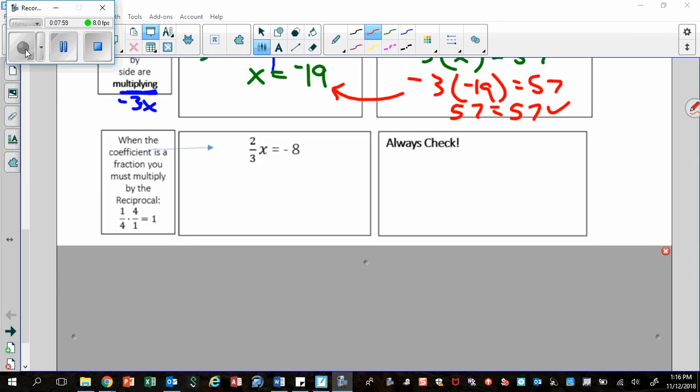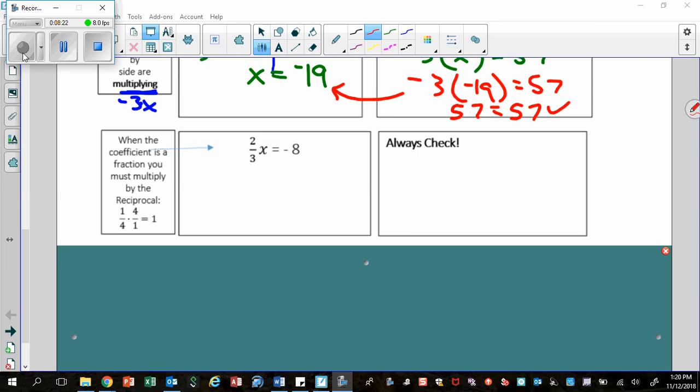Okay, and there is one other type of multiplication problem that I want you to look at. So you could, and you will, run into the coefficient being a fraction. Okay, so you see 2/3 x, your coefficient is a fraction, equals negative 8. So in order to solve this problem, you have to still get x alone.